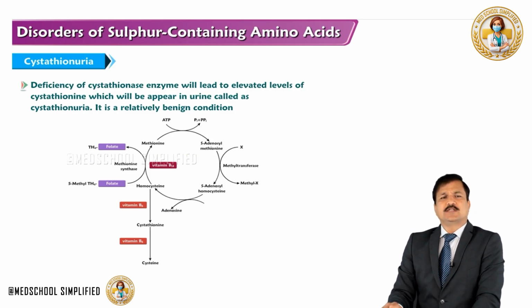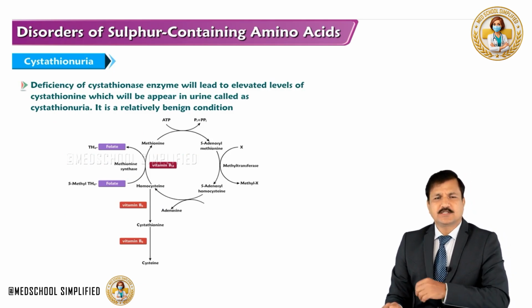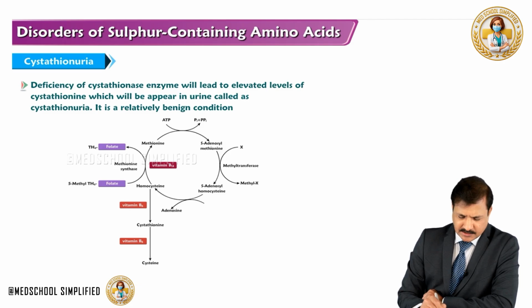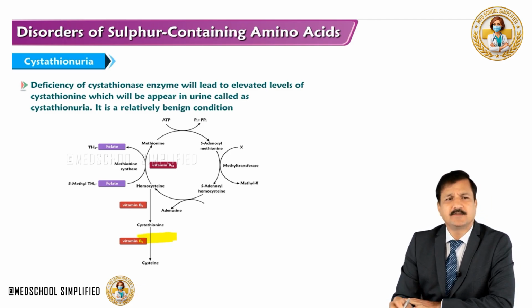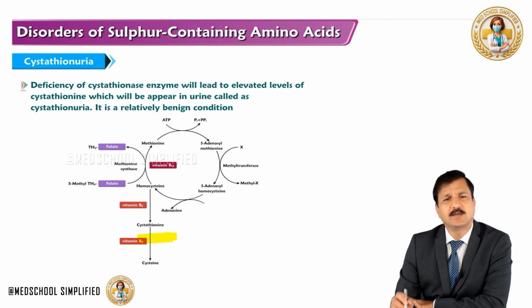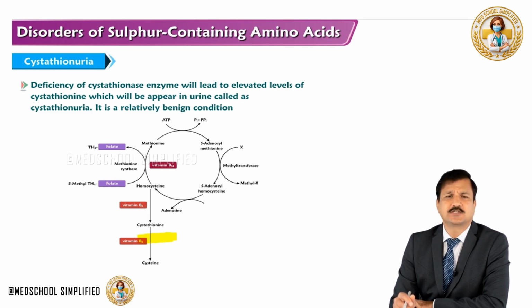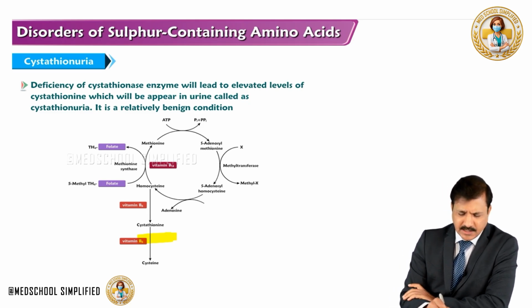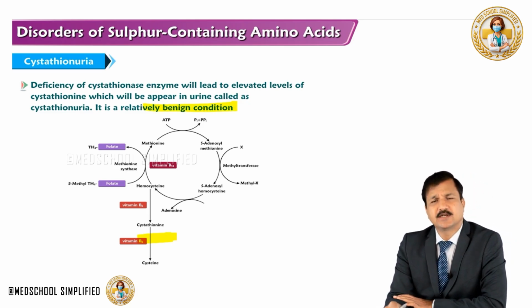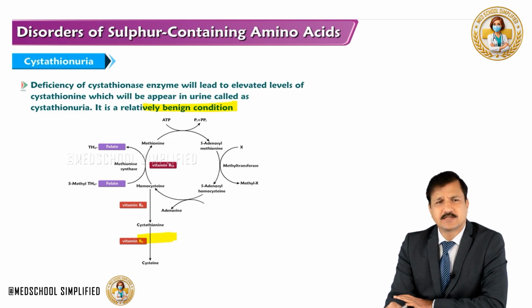Now, let us move on to see cystathionuria. Cystathionuria is because of a deficiency in the enzyme cystathionase. The cystathionase enzyme is involved in the breakdown of cystathionine into cysteine. So cystathionine levels will be elevated in the blood and appear in the urine, leading to cystathionuria. It's a relatively benign condition and patients largely remain asymptomatic.